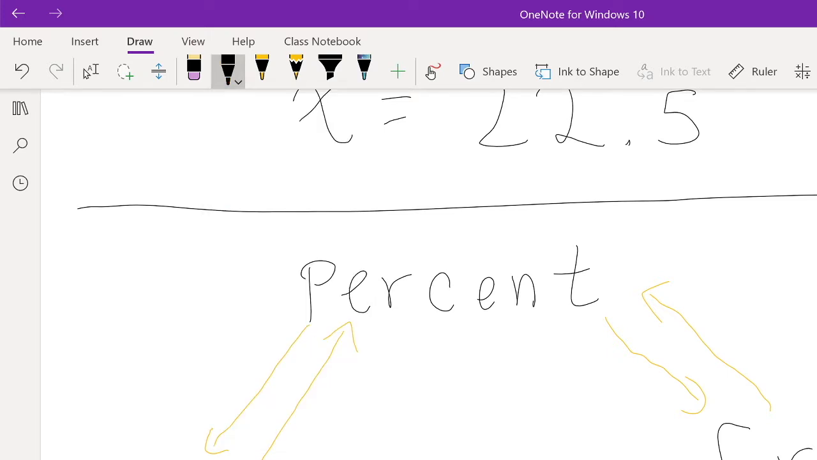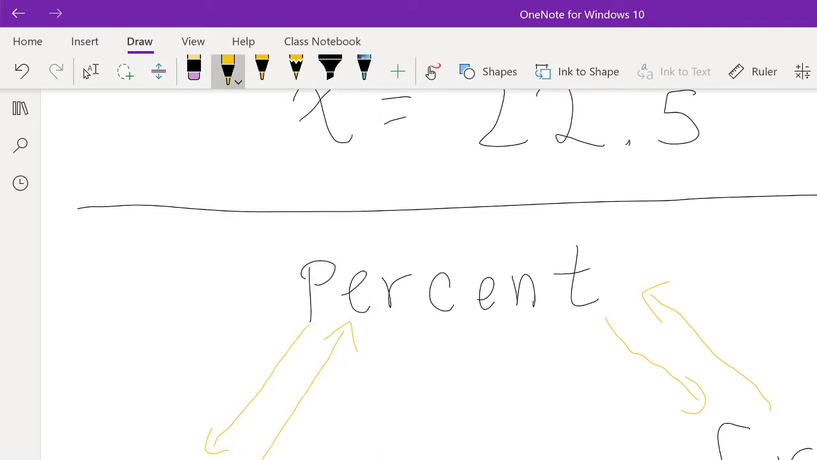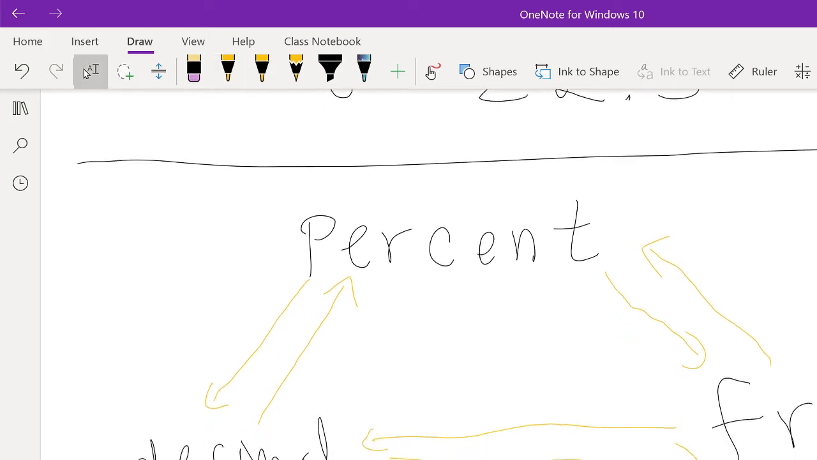And then if needed, we can always go from decimal to fraction and fraction to decimal, by just understanding what these numbers represent. All right, so now let's start with a percent.